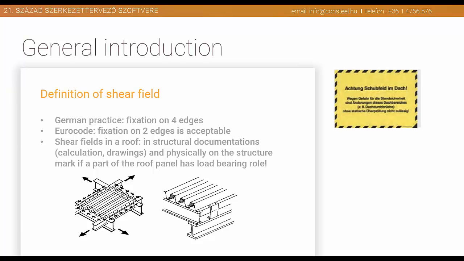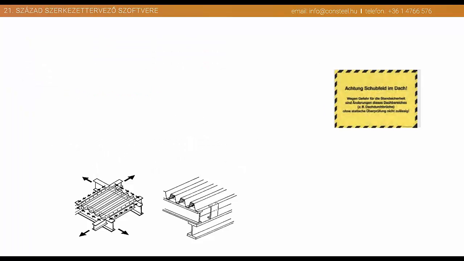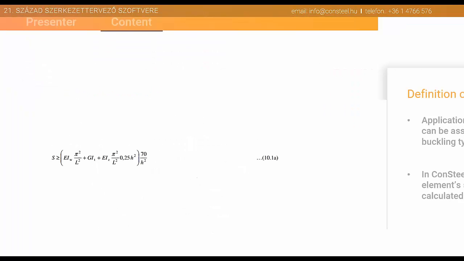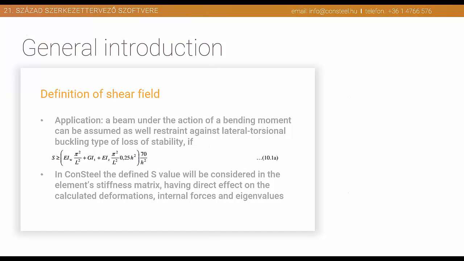Contrary to the German practice, which requires fixation of 4 edges, the use of Eurocode formulas assumes only a minimum fixation on 2 edges, so it's relatively easier to use the Eurocode type of formulas. Usually they give smaller resistances. Now, as I said, in Eurocode, these shear fields are mainly used to contribute to the resistance against loss of stability in the way of lateral torsional buckling.